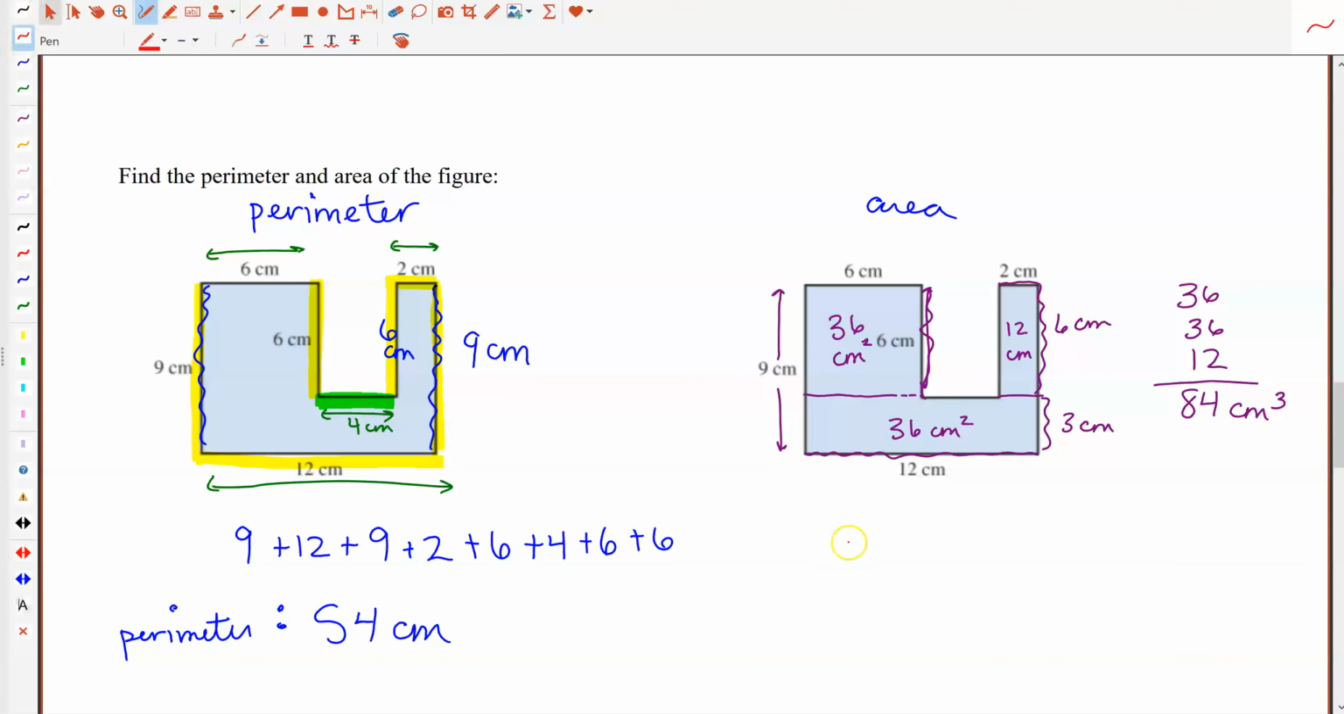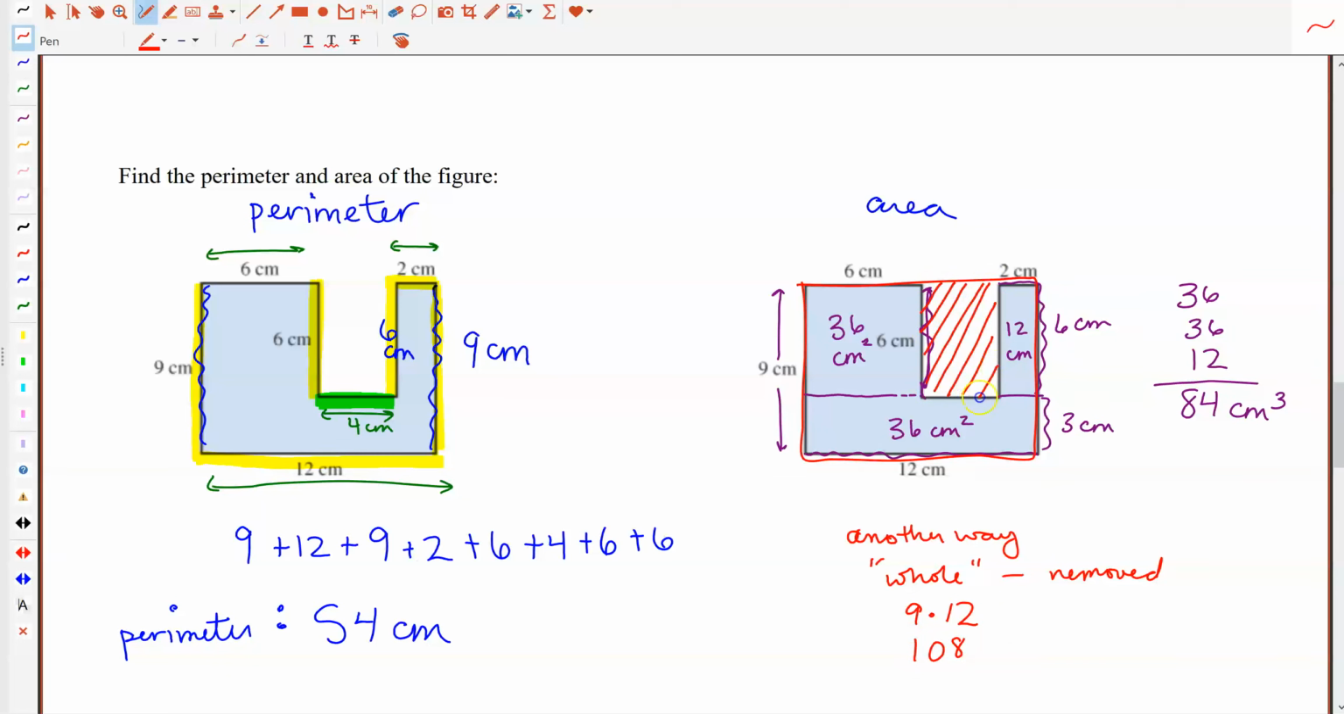If I wanted to take another approach, I could find the area of what I'm going to call the whole thing, and subtract the area removed. So the whole thing would be if I were to find the area of this entire piece if this one region right here hadn't been extracted. So the whole thing would be 9 times 12, or 108 square centimeters. But I don't have the whole thing.